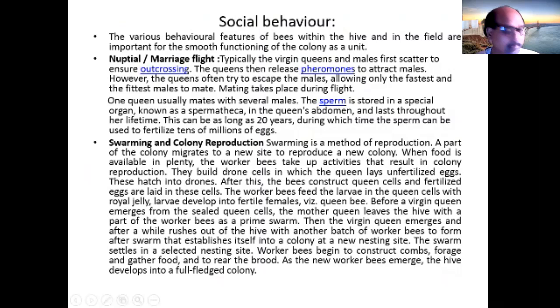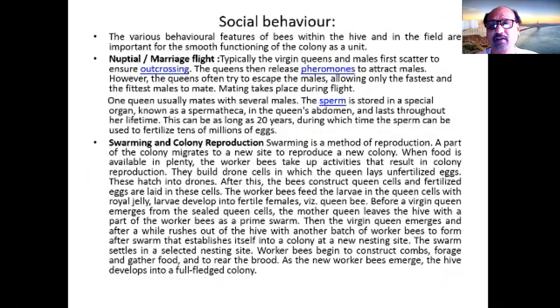The bees show a number of behaviors. The various behavioral features of the bees within the hive and in the field are important for the smooth functioning of the colony as a unit. Bee behavior and communication: bees can communicate to each other by a particular language, that's known as the dance.